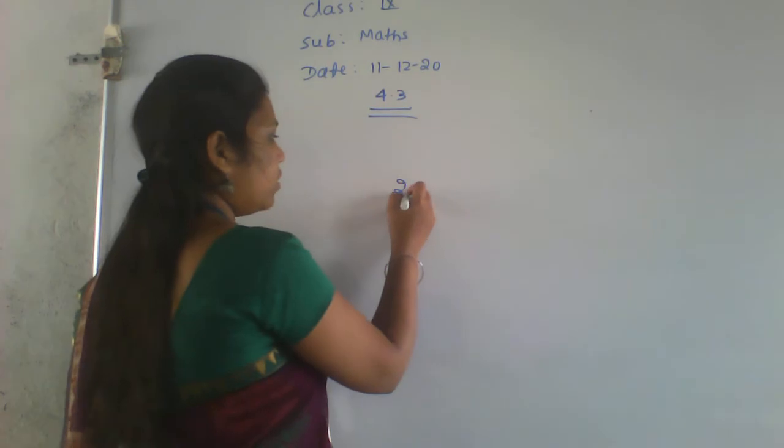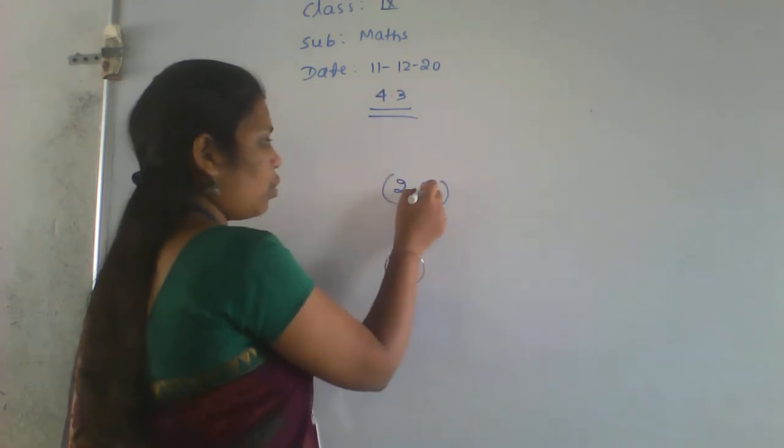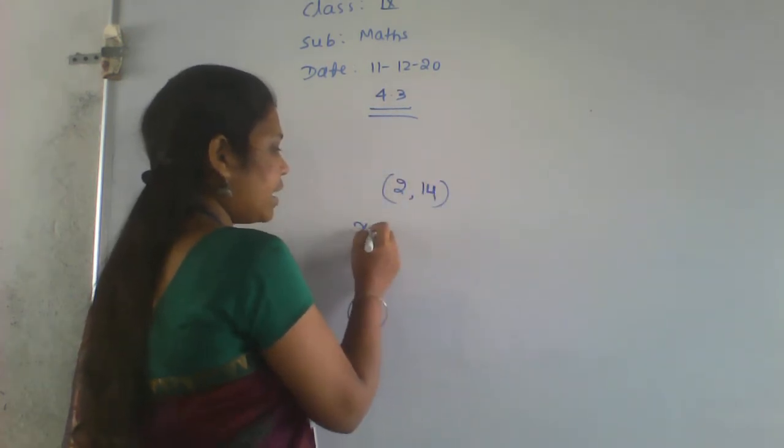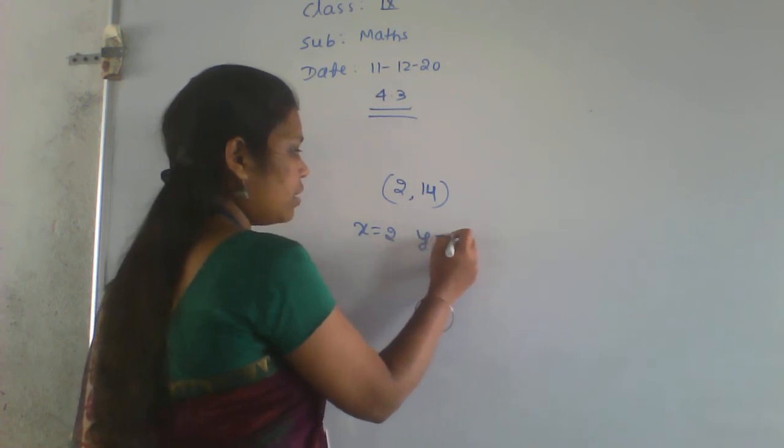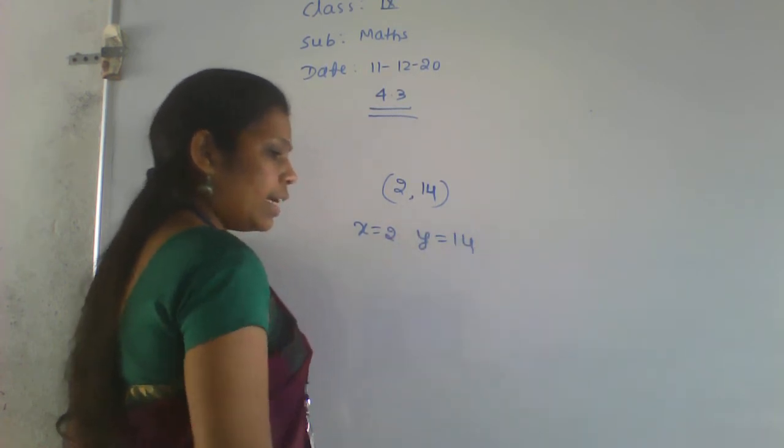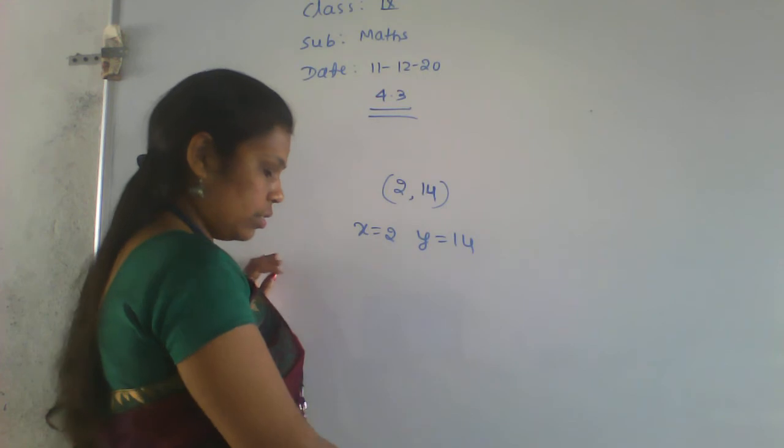See here, the point is (2, 14). It means the x value is 2 and the y value is 14. Right? We can take any values.